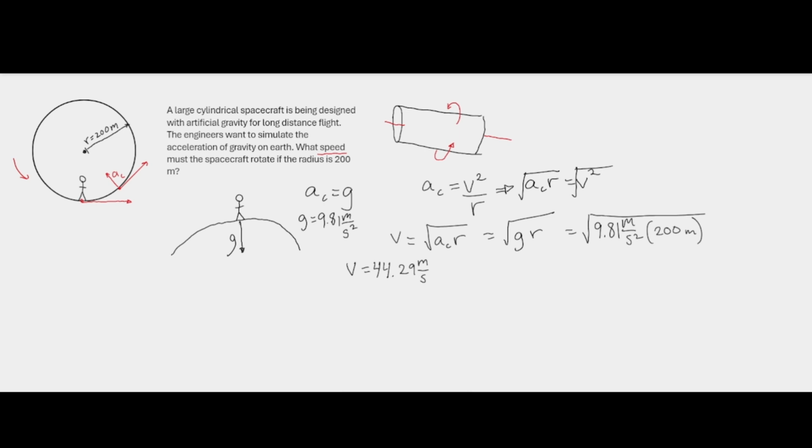So that tells us that the velocity needs to be 44.29 meters per second for this given cylinder of 200 meters. So that 200 meters affects the velocity. It affects the acceleration that you would feel. If you had a different radius here, you would have a different value for v and a different value for a_c. So that's pretty cool.